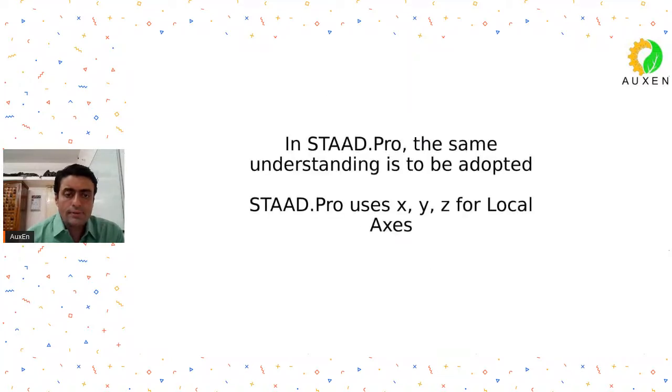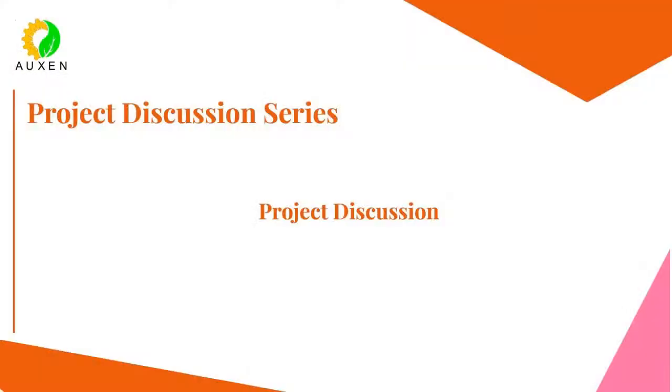I hope you have understood. So in STAAD.Pro also the understanding is the same. The only change will be that STAAD.Pro uses small letters x, y, z for local axes. Otherwise, the overall interpretation of directions remains the same. So this is what I had to tell you regarding this issue of understanding the directions of vector quantities. I hope some of the doubts were cleared through this discussion.